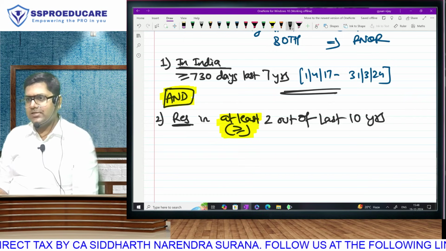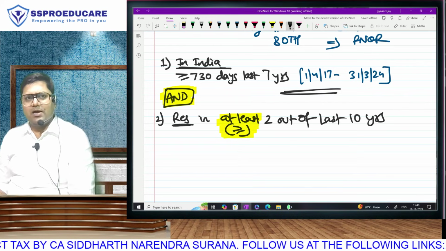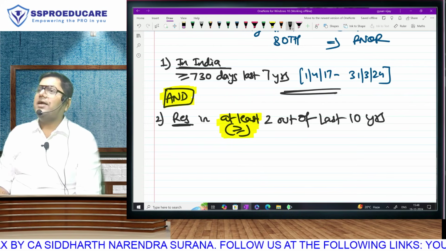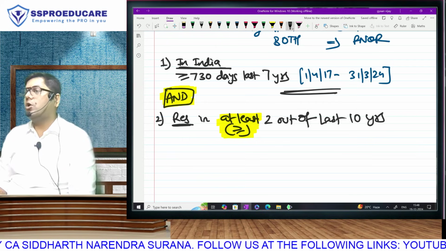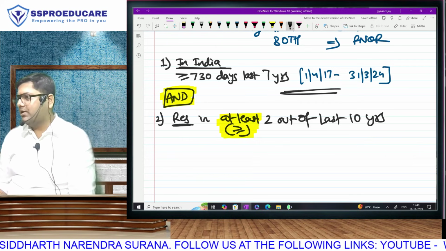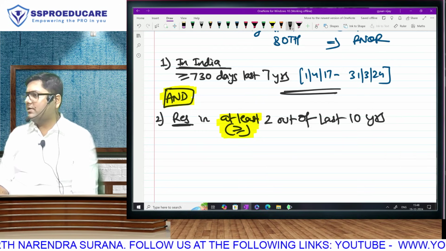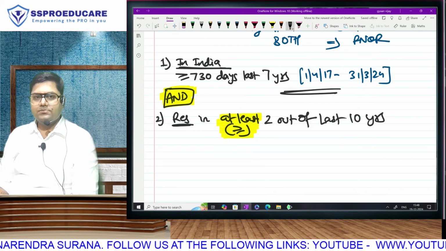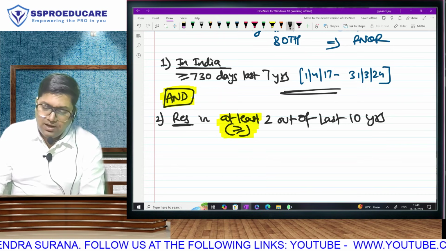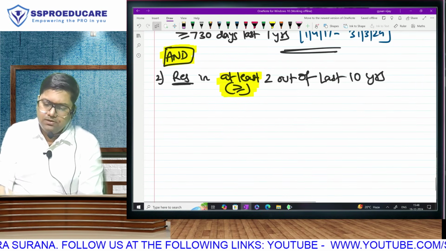Is that clear? So in order to check whether you are ROR or RNOR, we have 2 extra conditions. What are the 2 extra conditions? 730 days in the last 7 years, and resident in a minimum of 2 out of the last 10 years. Is that clearly understood by everyone?